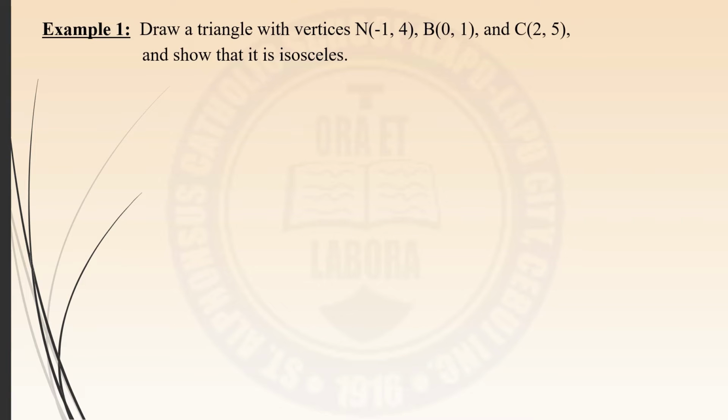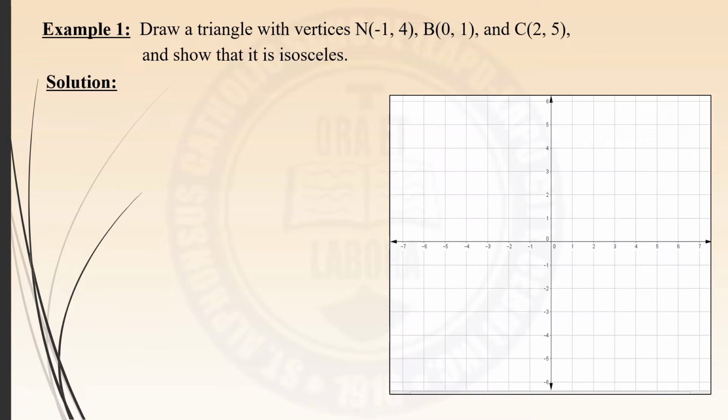For example number 1, draw a triangle with vertices N, B, and C and show that it is isosceles. So we are going to plot the given points. Point N with the coordinates -1 and 4. Point B with the coordinates 0 and 1. And point C with the coordinates 2 and 5. And when we connect these 3 points, it forms a triangle.